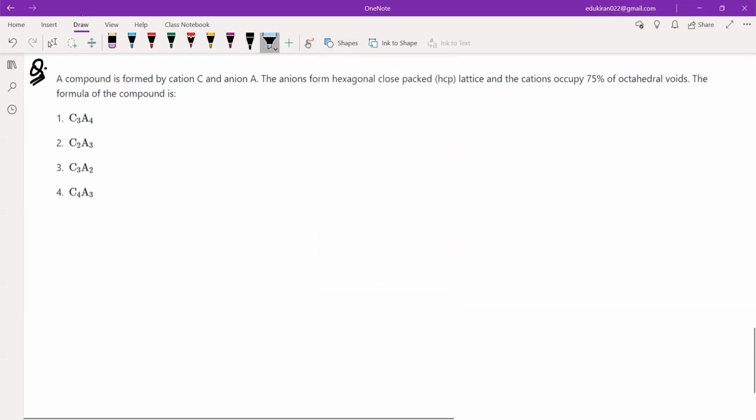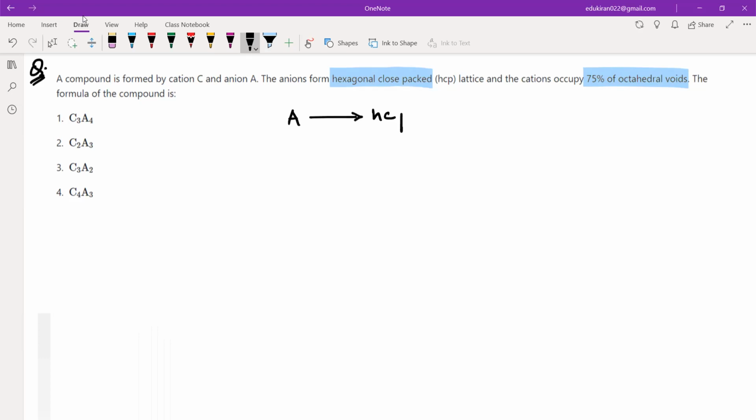See, they are not giving you the exact position, but they are saying that A is forming hexagonal close packing, and the cations, that means C, are occupying 75% of the octahedral voids. You have to calculate the formula of the compound. These are the only 2 pieces of information given: that A is forming HCP, and C is in 75%, that means 75 upon 100, of octahedral voids. So what can we say about A and C?